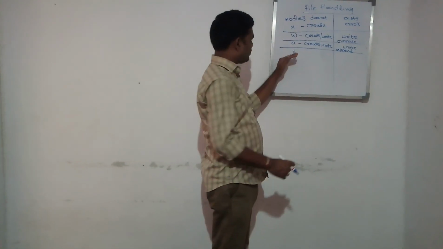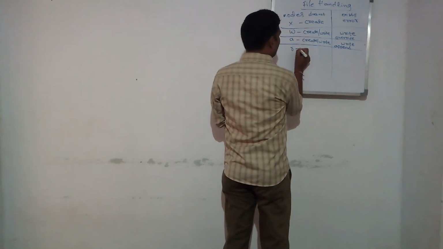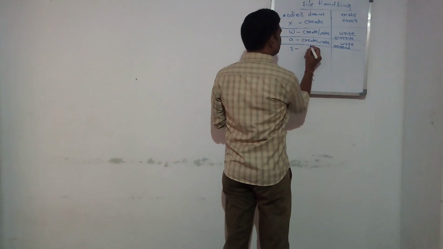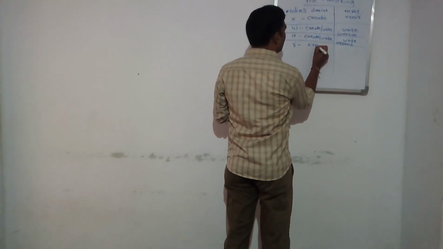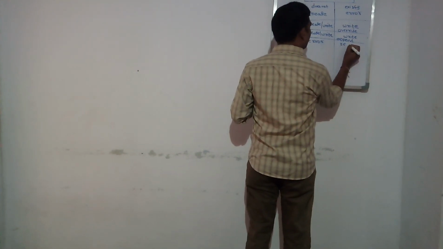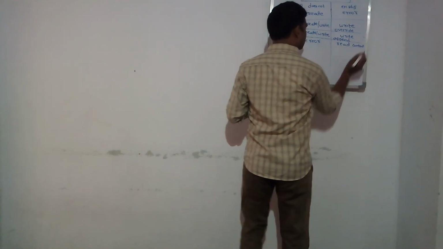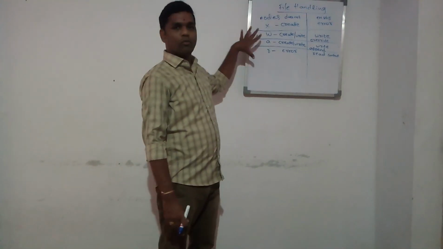Now let's have the R mode. R stands for read mode. If the file does not exist, it will directly give an error that the file is not available to read. If the file exists, then it will read the content from that file. So these are the 4 modes.